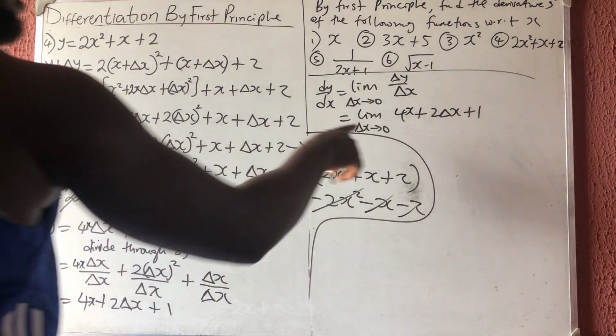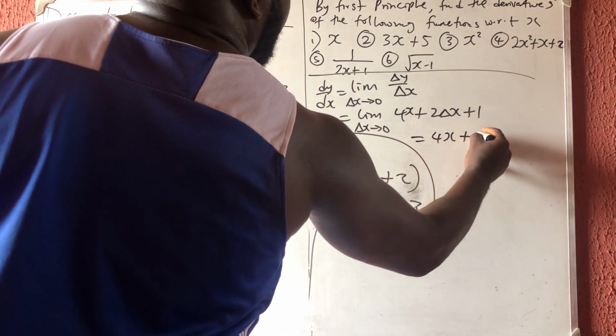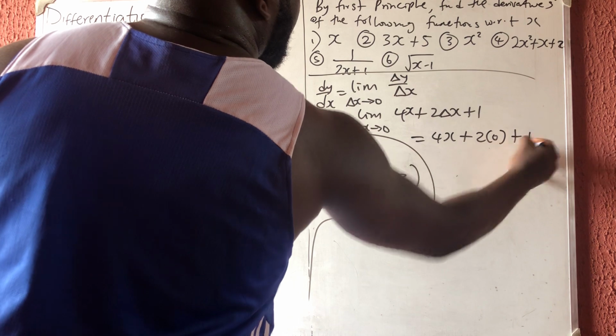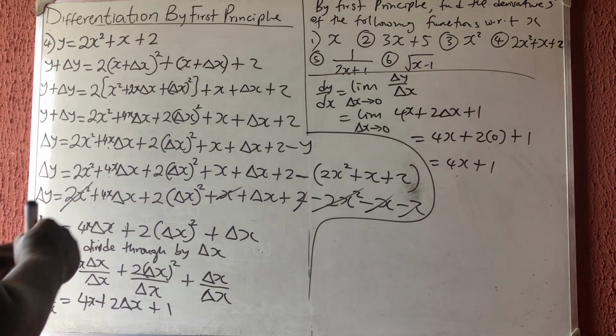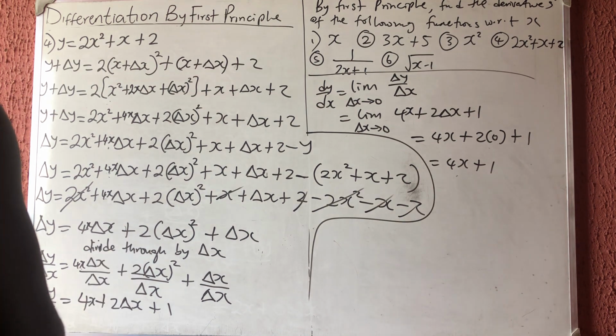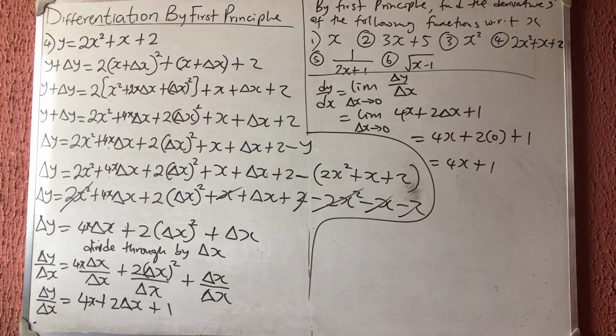So if you now substitute 0 anywhere you see change in x, you're going to be having 4x plus 2 in bracket of 0 plus 1. So my answer is now 4x plus 1. So the differentiation of this is simply what? 4x plus 1. All right.